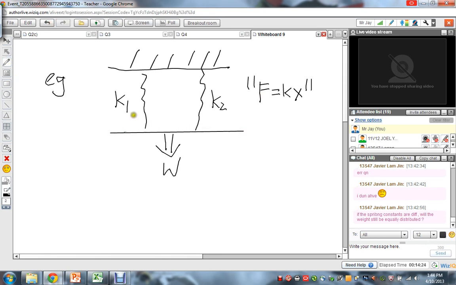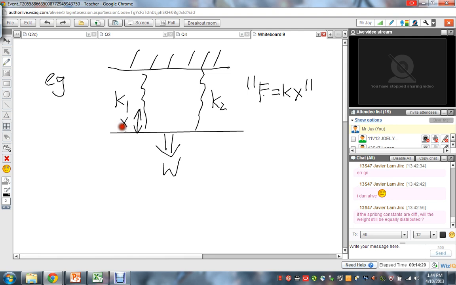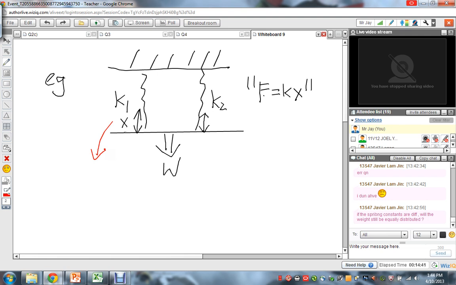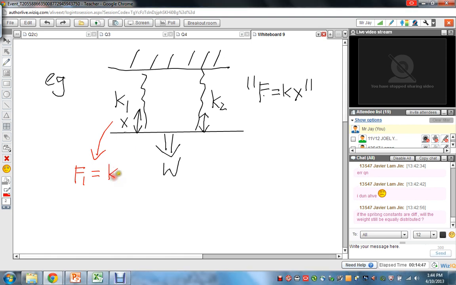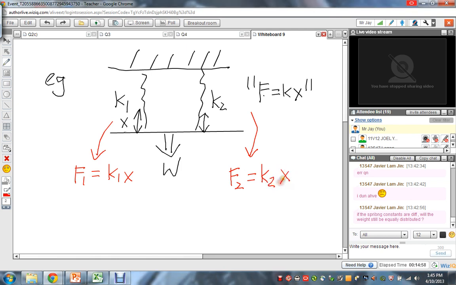We can say that they both extend by an amount x. So if I write down F equals Kx for each individual case, for K1, whatever force is acting on it, F1, will be equal to K1 times x. And F2 will be K2 times x. And the total, F1 plus F2, must be equal to W.